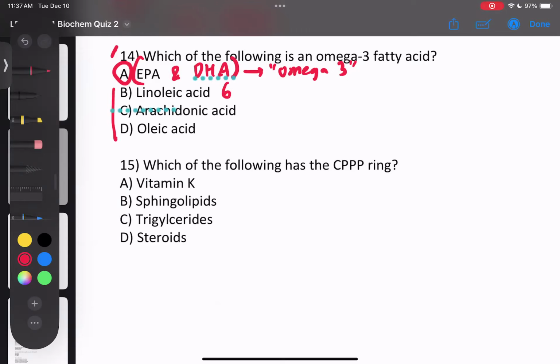Linoleic is omega-6, arachidonic is 6, and oleic is omega-9. And just not to forget the fact I already mentioned earlier, si linolenic is actually another omega-3, which is anyway not in the choices.